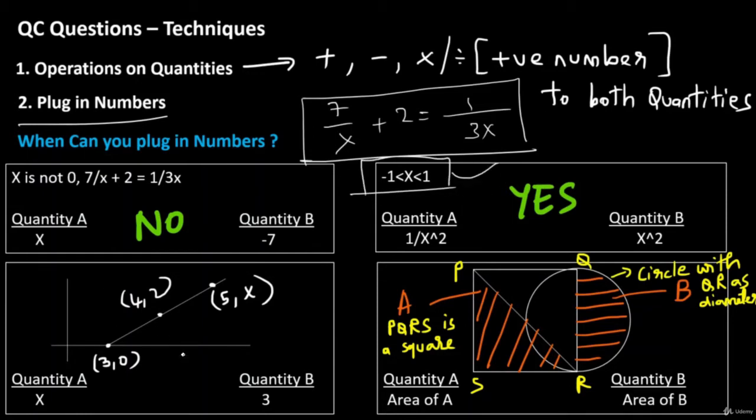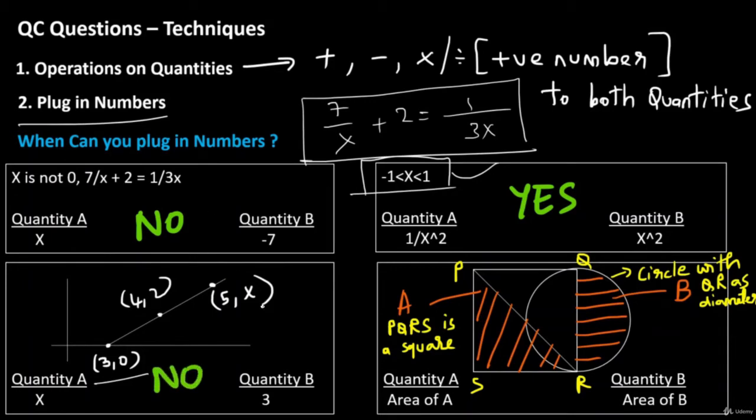Alright, what about this question over here? You have a point which is 3, 0. You have a point on this line which is 4, 2 and you have one more point on the same line which is 5, x. Now quantity A is x and quantity B is 3, right? Now in this case you cannot plug in numbers, right?